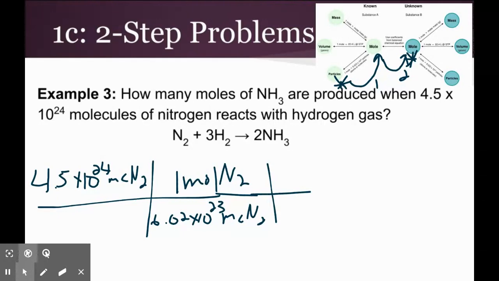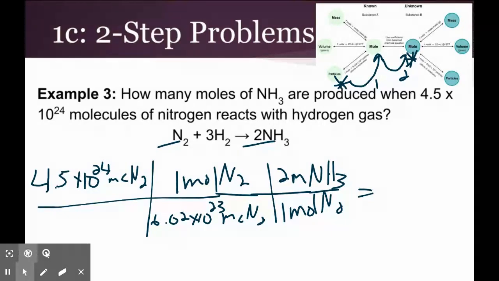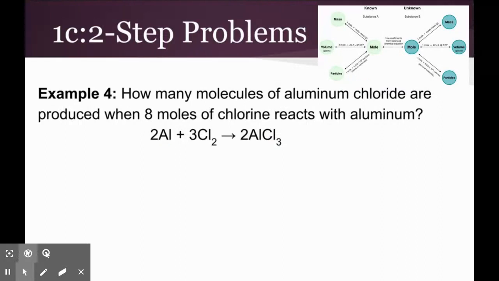So now we're at moles of our known substance. We want to go to moles of our unknown substance, which is NH3. So we're going to use the mole ratio from the equation. So we get 1 mole of N2 for every 2 moles of NH3. So you'll do 4.5 times 10 to the 24th times 2 divided by 6.02 times 10 to the 23rd. Now remember, it's important when you're plugging scientific notation in your calculator, especially when you're dividing by it, to put the whole number in parentheses in order for your calculator to calculate correctly. So when you do that, you should get 15.0 moles of NH3.